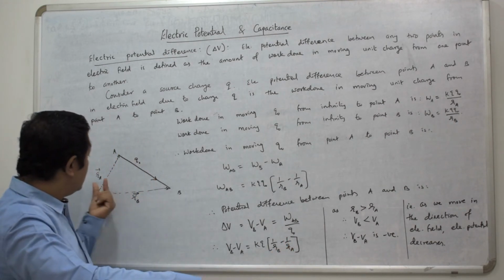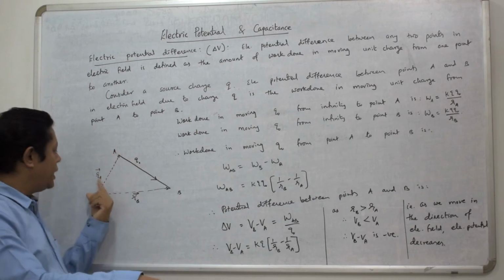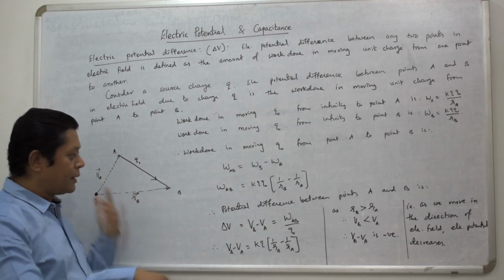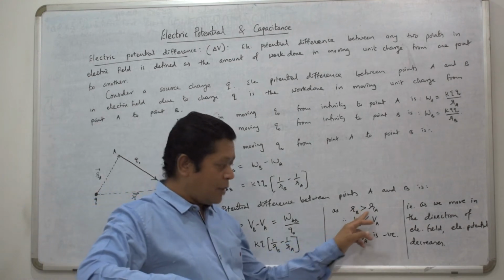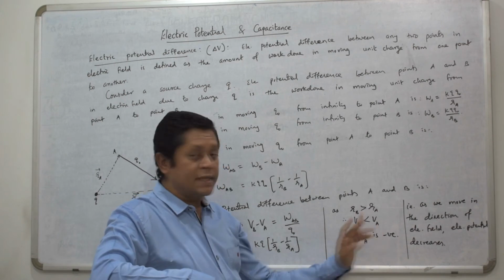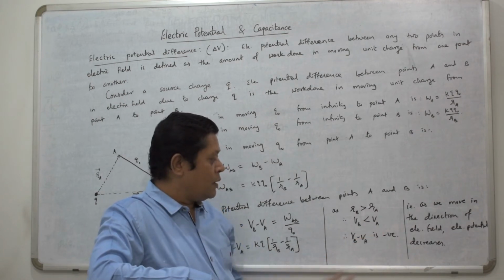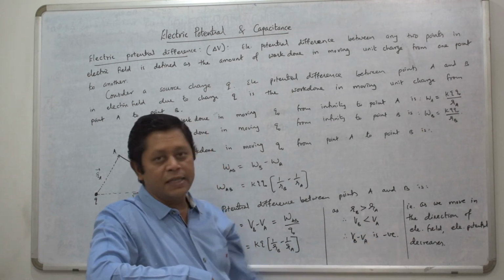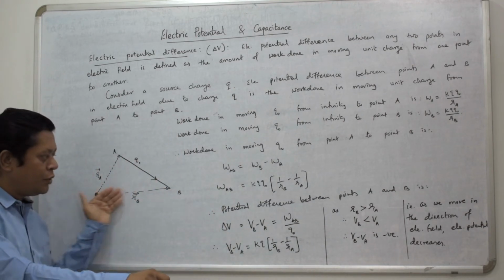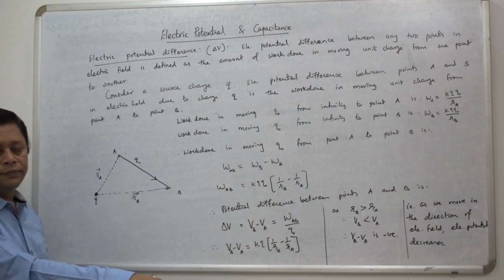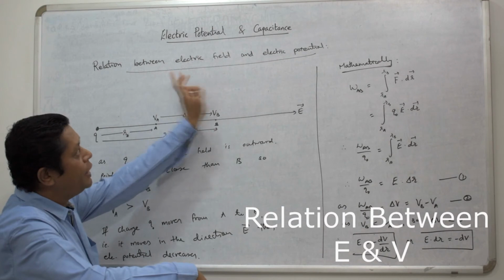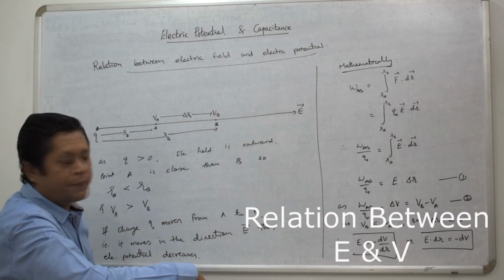Now, as you know from the diagram, point A is closer to point charge Q, and point B is far away. So RB is greater than RA, and that's why VB is less than VA. It means that VB minus VA is negative. It means you can say that as you move in the direction of electric field, electric potential decreases.